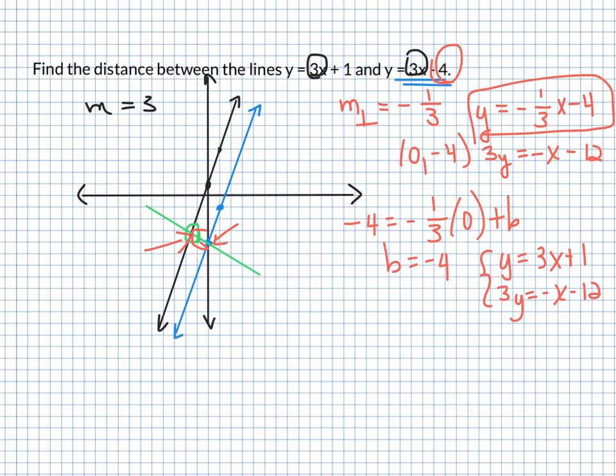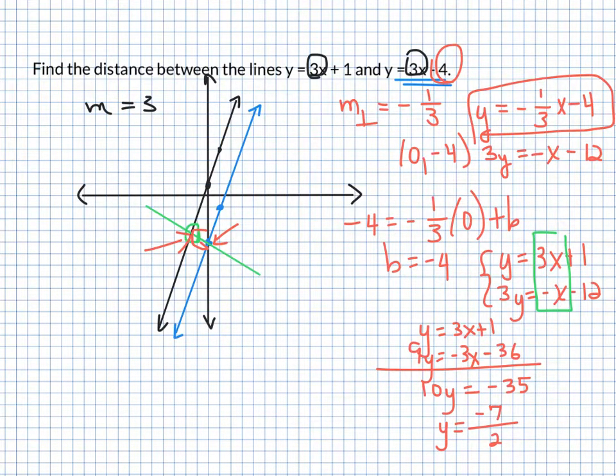Now I'm going to multiply the second equation by 3 again because I see that if I do that, then my x's will cancel out. So I'm going to go ahead and do that, and I'm going to get that y equals 3x plus 1 and 9y equals the opposite of 3x, or -3x, minus, and 3 times 12 is 36. If I combine those, I get that 10y is equal to -35, and that y is equal to -7/2.